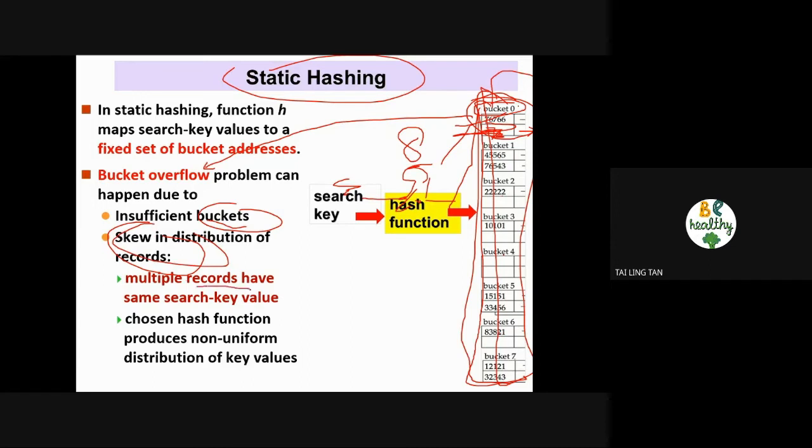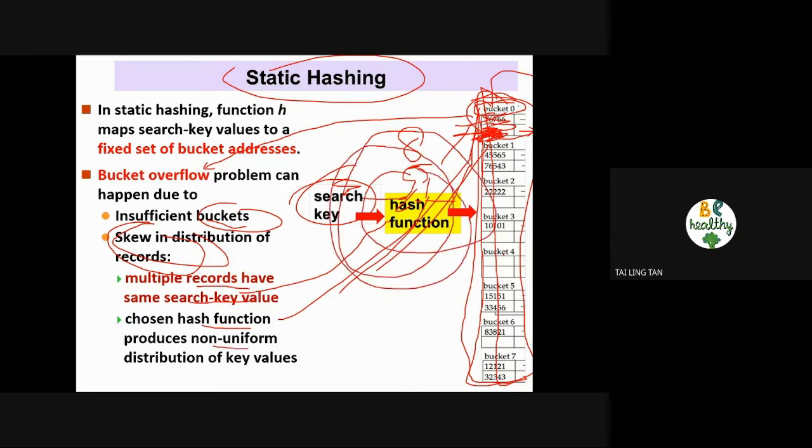The next one is that multiple records have the same search key. We have a lot of records where the search key is the same. A lot of times, when we register a username, there is a first name and last name. In this world we have a lot of names that are the same, so it is possible that they eventually point to the same part, and then it becomes a problem. So this is the problem of choosing the hash function, and we produce a non-uniform distribution of key values.